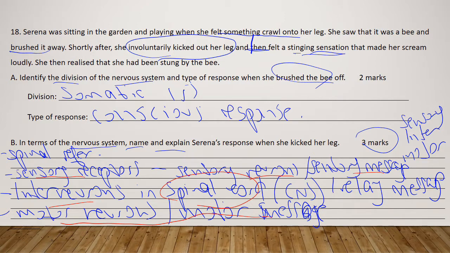So just make sure you've got that theoretical stuff, but also make sure that you are adding your application to the question, okay? Tell me who the person is. Tell me what pain they've received and where that is. Tell me how the motor response is being enacted, okay?